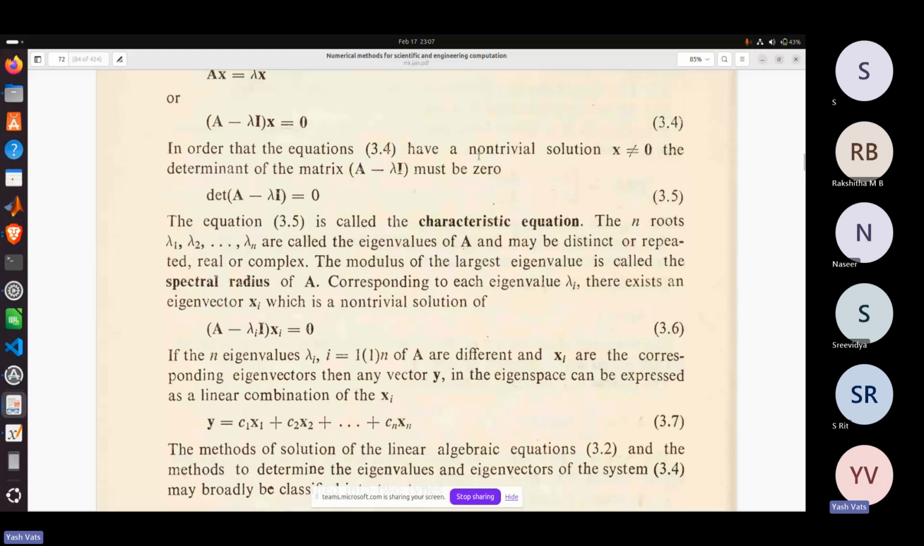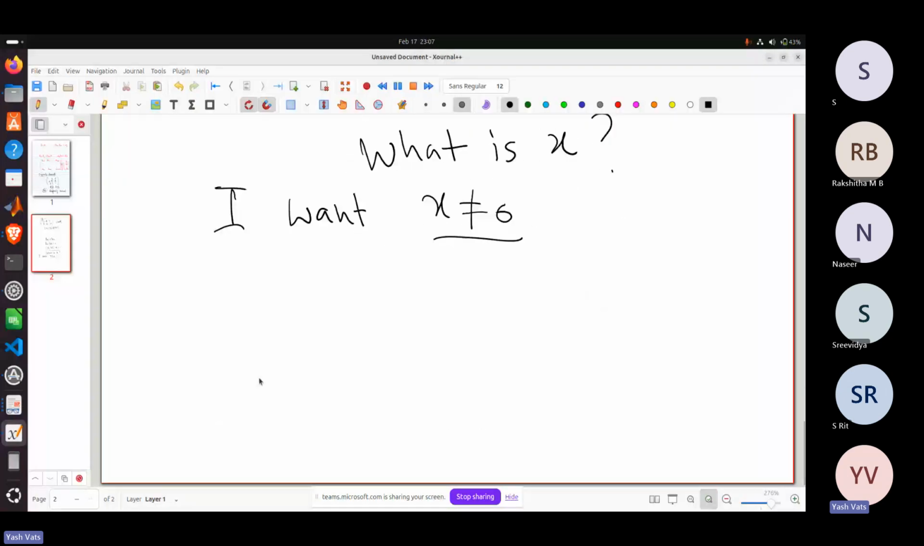The determinant of the matrix must be 0. In that case, the determinant must be 0, because if the determinant is not 0, then x is 0. But if the determinant is 0, then x can be anything, right? So you just do the determinant of A minus lambda I equals 0. That will give you the characteristic equation.